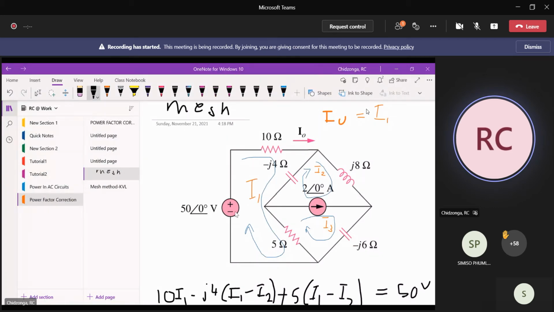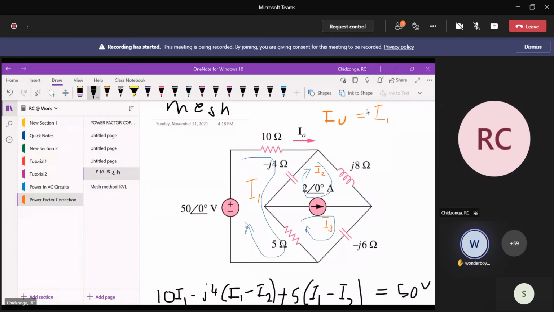So where is the node coming in? Because we never spoke about this node. We're talking about the meshes. Yes, sir. I understand. Okay.